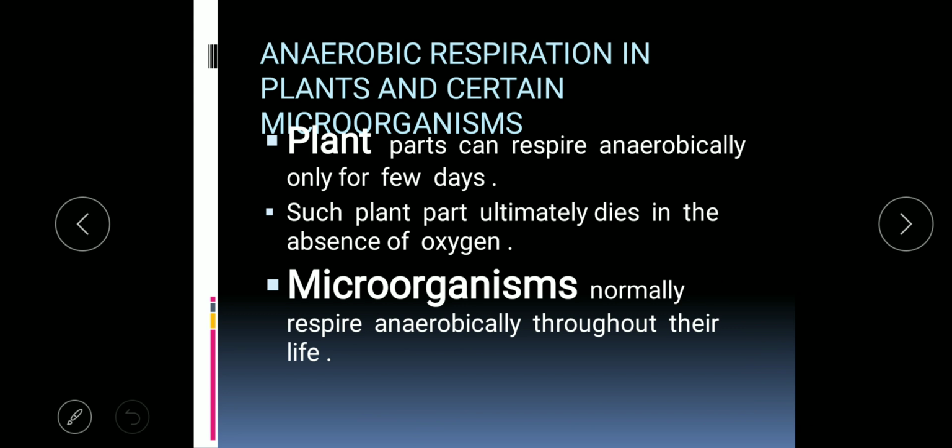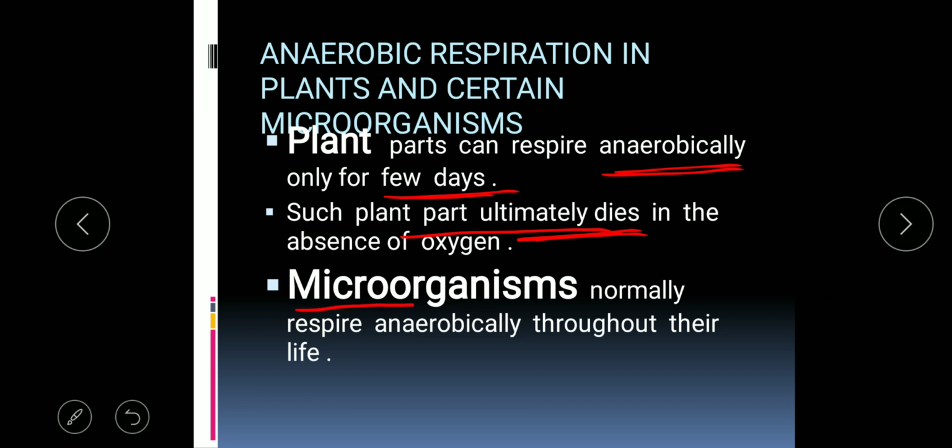Then there is a difference between anaerobic respiration in plants and in certain microorganisms. Certain plant parts can respire anaerobically only for a few days, and if they still do not get oxygen for aerobic respiration, that plant part will ultimately die.